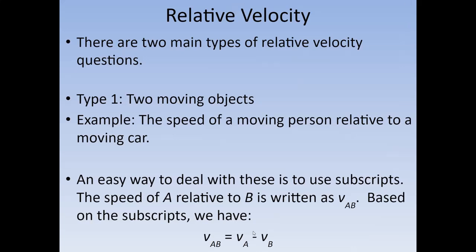Now, if you want to figure this out, you would use this equation: VAB is equal to VA minus VB. One thing to note is that these are velocities. So if one object is moving to the right and the other object is moving to the left, you do have to notate that with a negative sign. So this is assuming that they're all moving in the same direction, or that VA and VB are moving in the same direction.